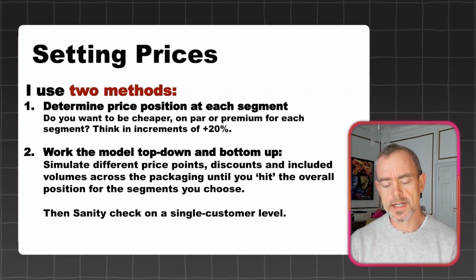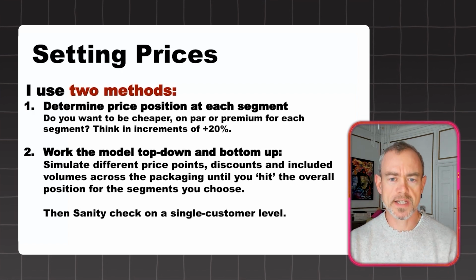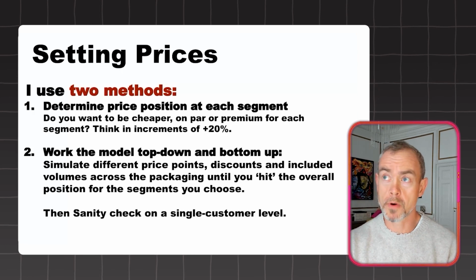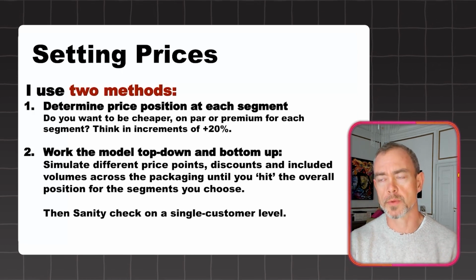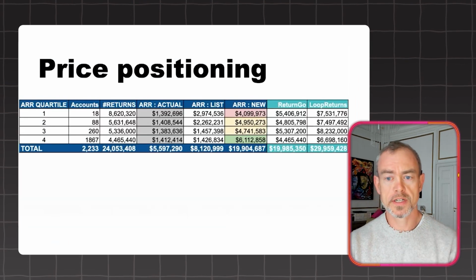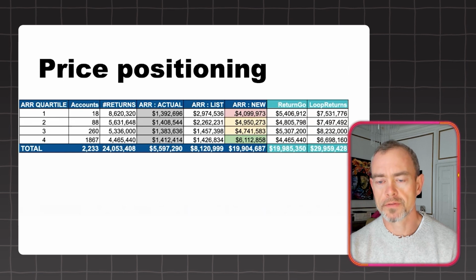So what I do instead is I say, okay, how do we position across rough segmentations or sizes of customers against the competitors? And then we work the model, what I call top down and bottom up, to see if the pricing we have makes sense. So I just want to illustrate that. Price positioning simply works like this. You see here the ARR new, where you have the little red box.